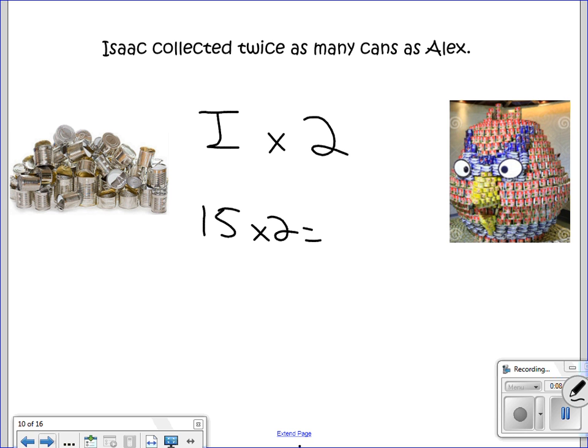I better read the problem right. Isaac collected twice as many as Alex, so if Isaac collected 15, Alex collected, we'd be dividing by 2 to equal A, wouldn't we, kids? Because whatever Isaac collected, we would be dividing by 2. So this is how this problem would be set up. As I'm getting you kind of confused here, I apologize, kids.